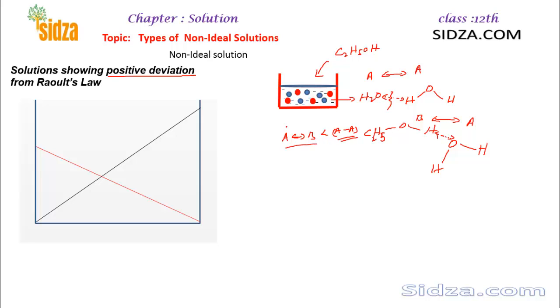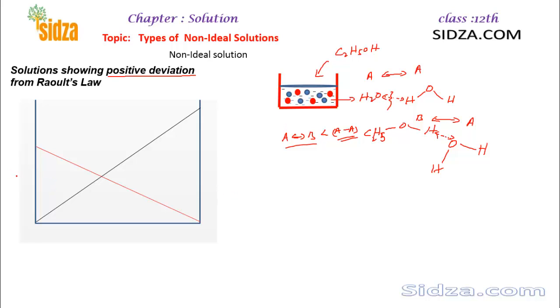So obviously when you add a solute to the solvent and the force of attraction between the particles in the solution is weak, the vapor pressure will be more. So the vapor pressure of the solution will be more than what you expect as per Raoult's law.